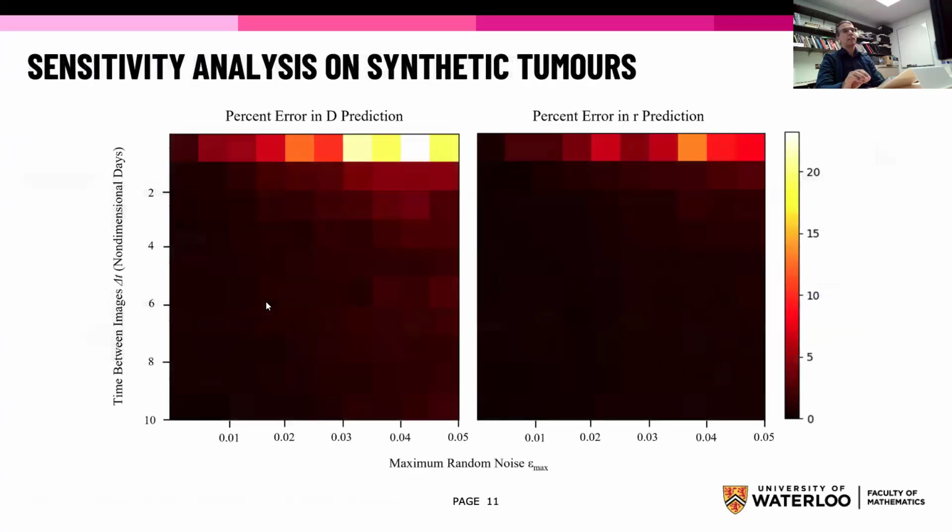We first validated the model on synthetic data and performed sensitivity analysis on synthetic tumors. So basically, we generated some data by ourselves using the mathematical model. We knew what D and rho were, and we wanted to see whether PINNs can make the prediction. And we added some noise to see how robust the model is in predicting these values.